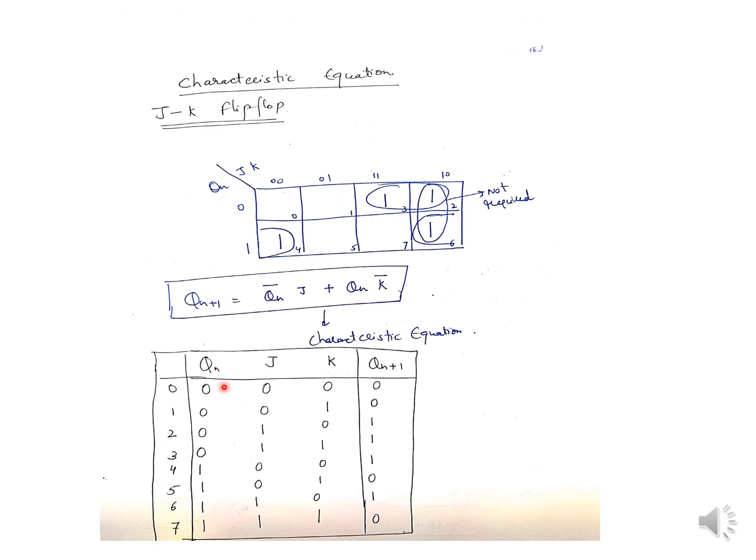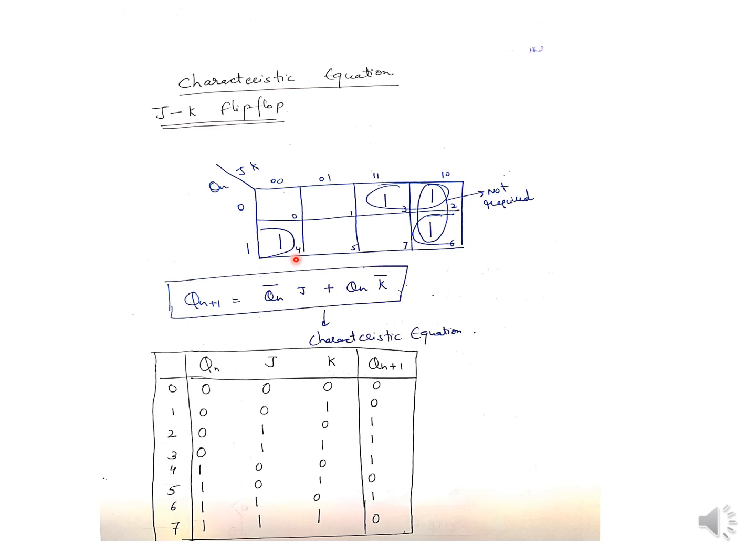Okay. Now again I will write the ones in the K-map. We can see the 1 is at 2, 3, 4 and 6. So 1 is at 4 positions, 2, 3, 4 and 6. I will write 1 here, here, here and here. So these are basically 4 ones. Now we will make the pair.